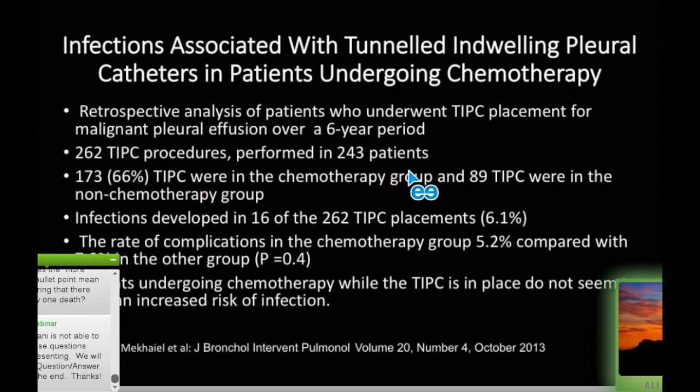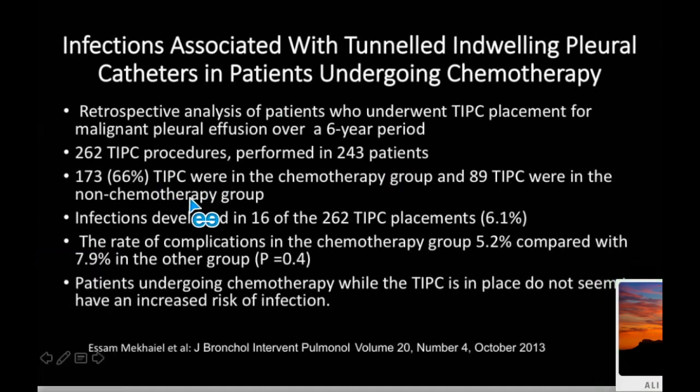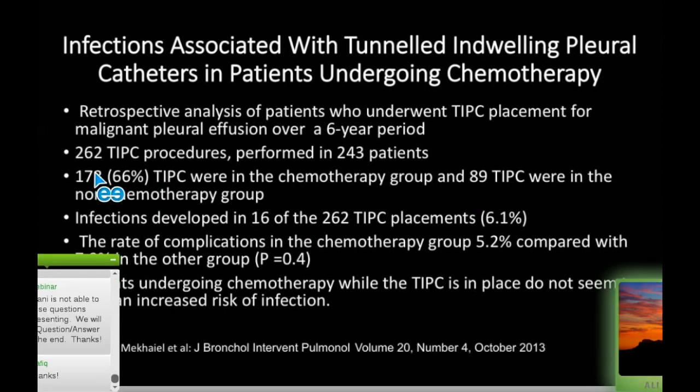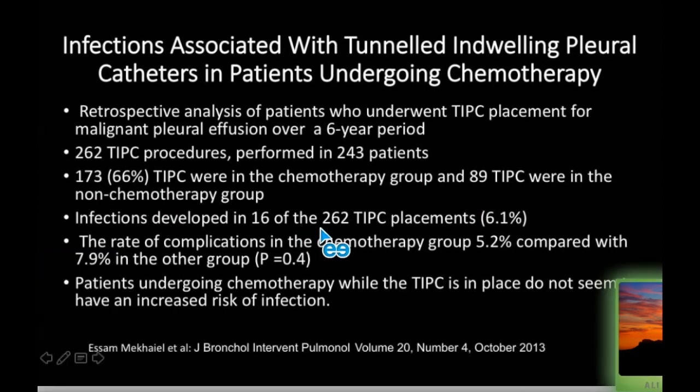262 catheters, 243 patients. 66% of patients with pleural catheters were on chemotherapy, and 89 were not on chemotherapy. So huge cohort, 173 patients, who were on chemotherapy.